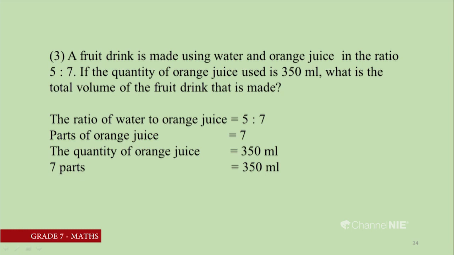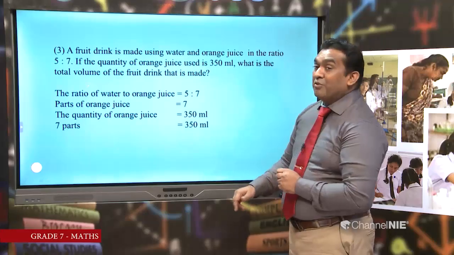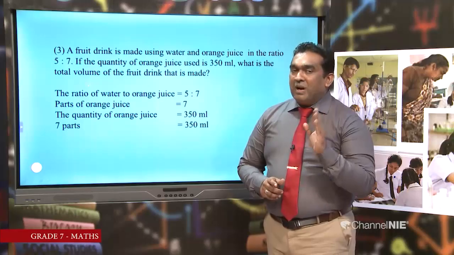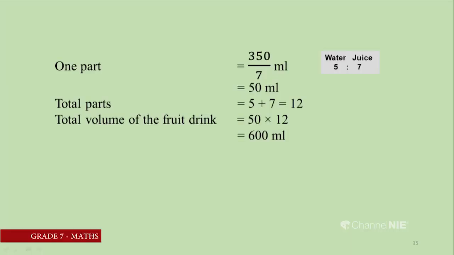It is very clear, my students, that the value of 7 parts is 350. Now you have to find out the value of 1 part. The value of 1 part is 50 milliliters. We want to find out the total amount. The total number of parts is 5 plus 7, 12. 50 multiplied by 12 is 600 milliliters.